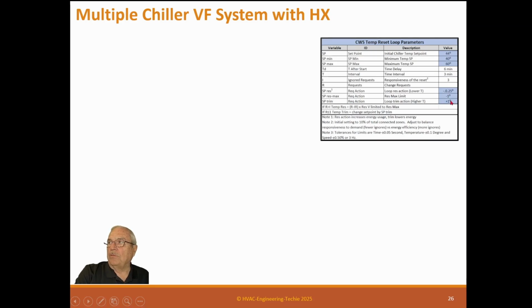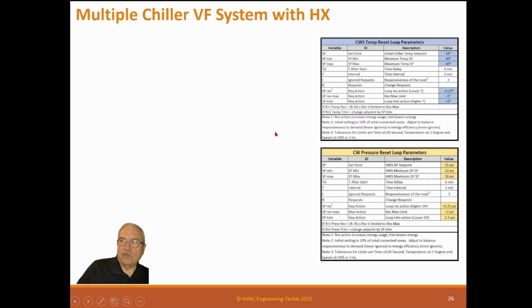And set point trim is +1, so we can go down 1 degree every 3 minutes, or we can go up 1 degree every 3 minutes. And if these are not aggressive enough, you can make this larger, you can make this larger, you can make this larger, whatever you want.